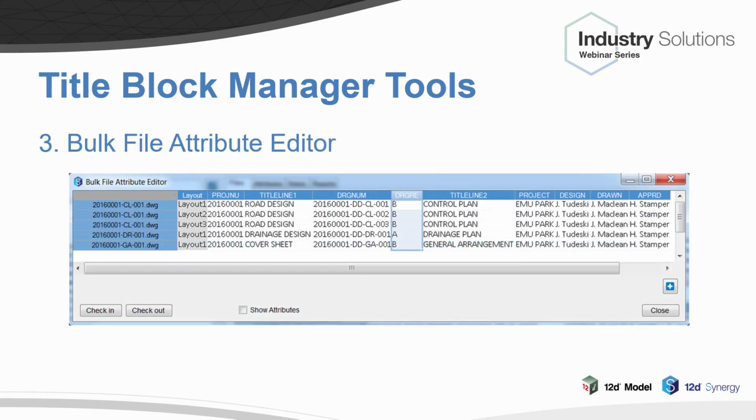And the third tool is our bulk file attribute editor. Now this is similar to the layout editor, but it allows for the mass updating of your CAD attributes. So with this tool, you can quickly and easily manage all your sheets from inside an automatically generated Excel spreadsheet. So what 12D Synergy will do is you can point all your DWGs to it. 12D Synergy will then go ahead and interrogate those DWGs and pull out all your CAD attributes. It will then use these attributes to populate this register.